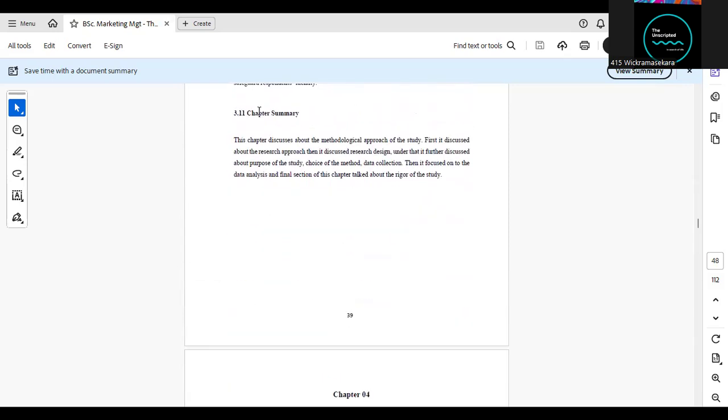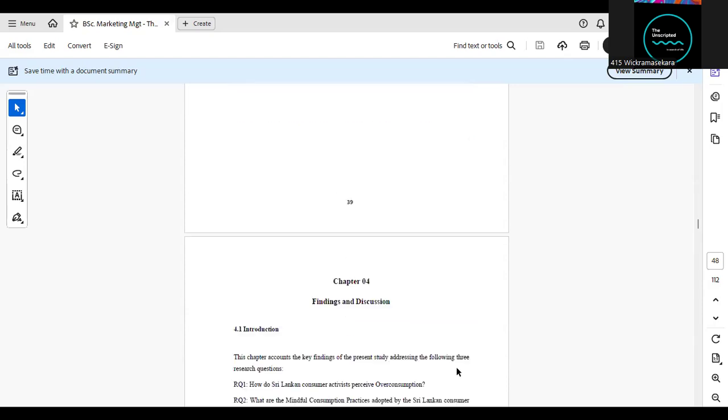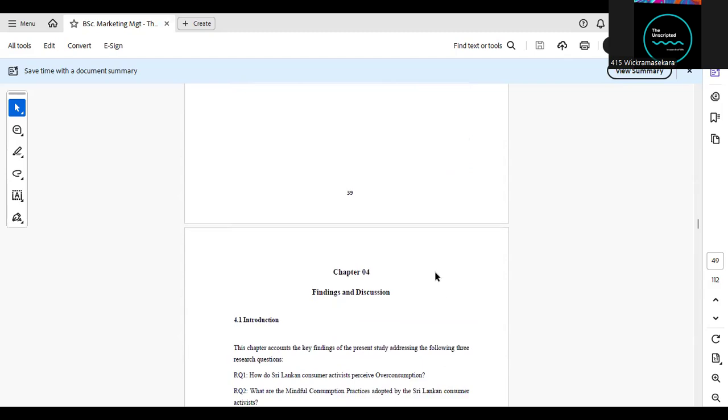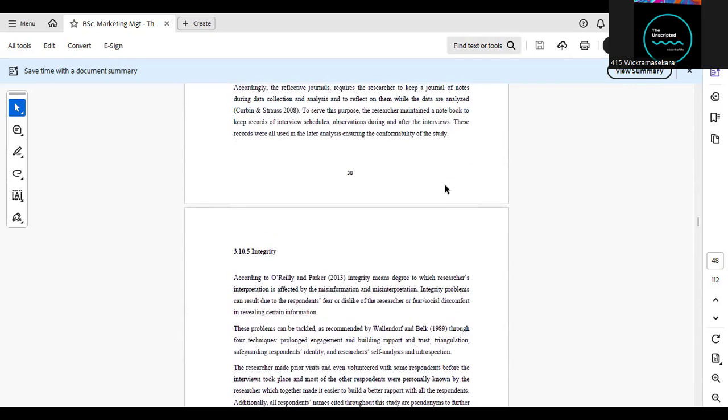And then finally, the chapter summary, where you have to include a very brief explanation of what this chapter was, and then look forward to the next chapter. So that is about the methodology chapter, and I hope it was useful for you.